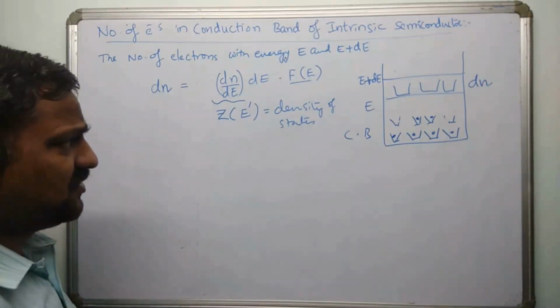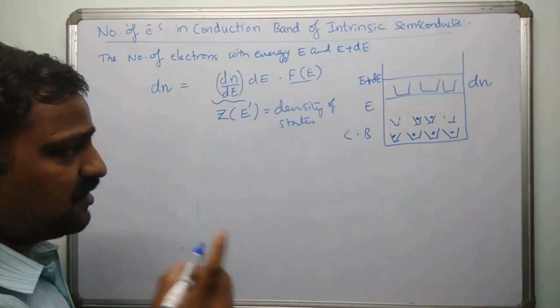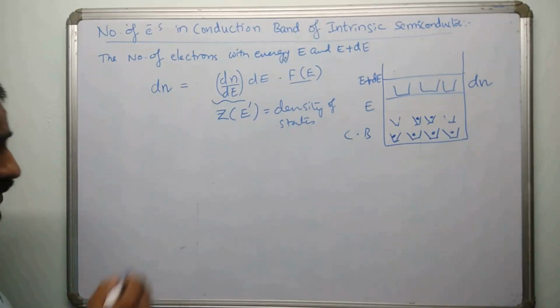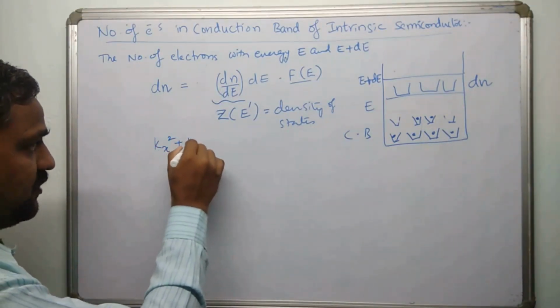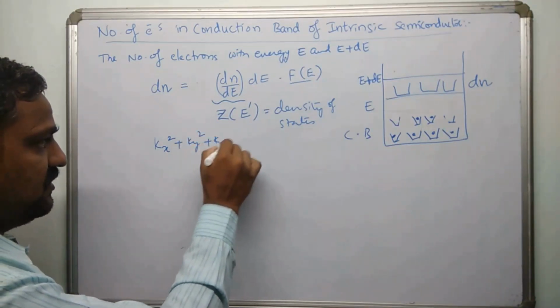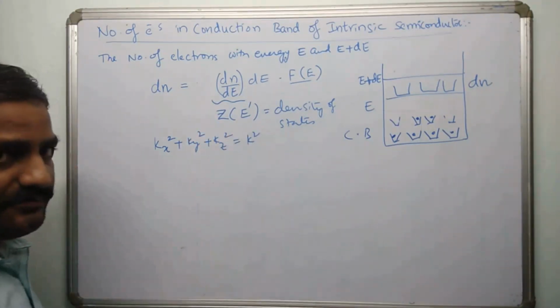And why I'm taking this Z of E here as Z of E dash is because of one simple thing. Please recall, while deriving this density of states, we assumed kx square plus ky square plus kz square is equal to some k square, as a sphere.